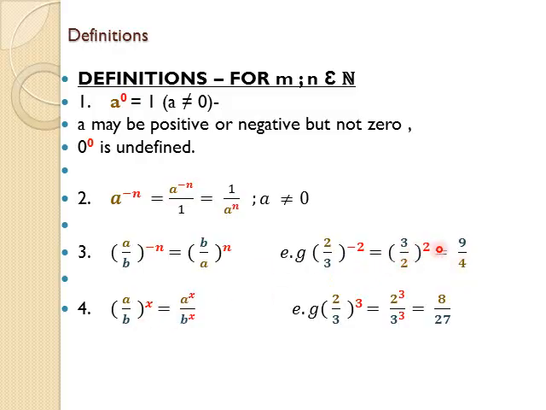Right, and what I've done there is basically what the fourth definition is here, a over b to the power x. I can multiply 1 times x is x, 1 times x is x. So there, 2 to the 1 times 3, 2 to the power 3, 3 to the power 3. 2 cubed, 2 times 2 times 2 is 8. 3 cubed, 3 times 3 times 3 gives me 27. Alright, so I hope you follow and understand.